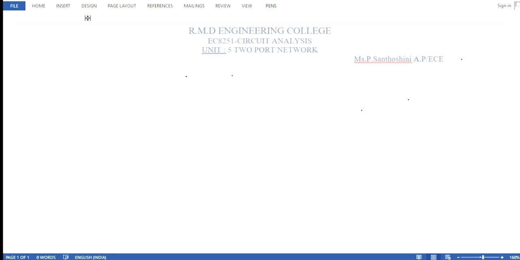and all. And in Unit 4, an important unit called transient analysis of AC and DC circuits. That is, we see the response from zero state to steady state response. So we see these four different units in circuit analysis. So today we are going to see about your Unit 5. Your Unit 5 name is two-port network.